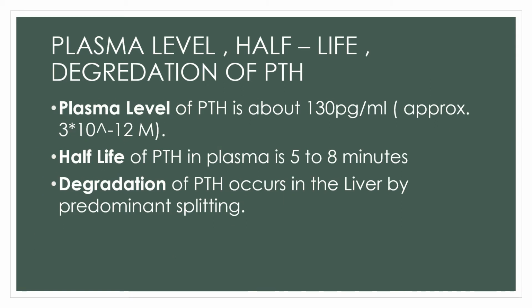The plasma half-life, degradation and the level of parathormone. The plasma level of parathormone is about 130 picogram per ml. The half-life of parathormone in plasma is very short, that is 5 to 8 minutes. And what is the fate of this parathormone? The parathormone degradation takes place in the liver predominantly by splitting.